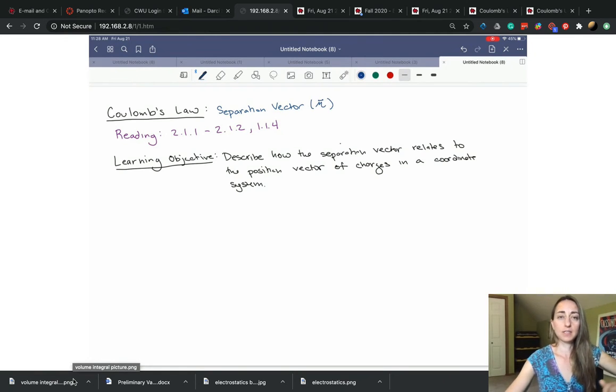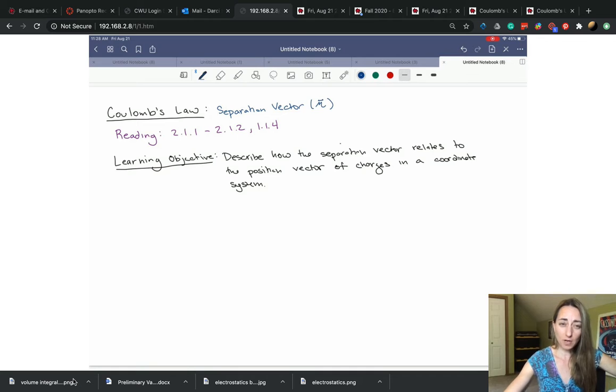Okay guys, this video is all about the separation vector. That's what we call the R vector, or the script R vector, which is the vector connecting the source charge and the test charge. For reading, again, we're still kind of cruising along the first couple of sections of chapter 2.